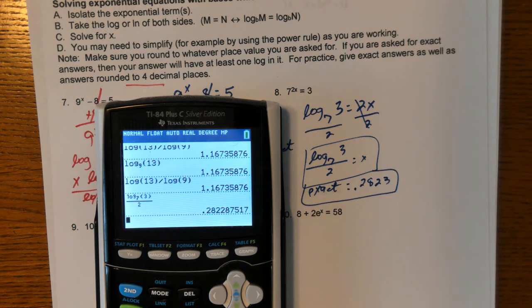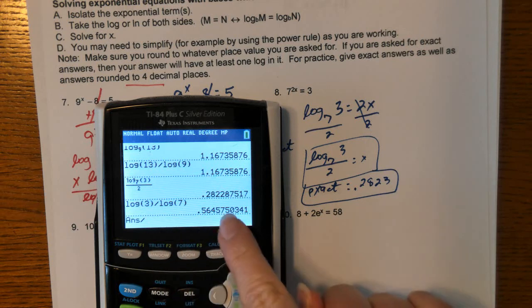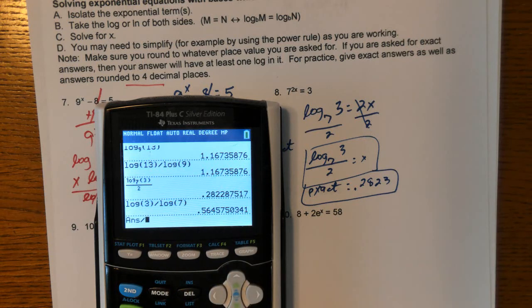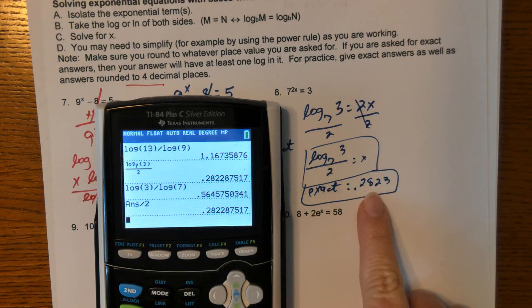If you are using an 83, you don't have that log base option and you don't have that fraction option. So you would need to type log 3 divided by log 7, and then hit divided by, so it takes that last answer, that 0.56 number, and divides by 2, and that's when you get the 0.2823. But you get the same decimal.